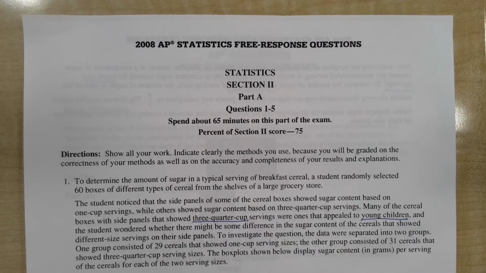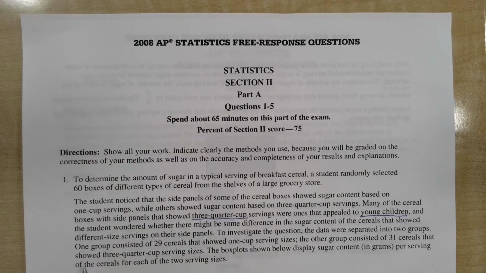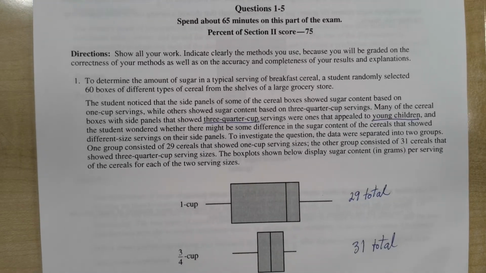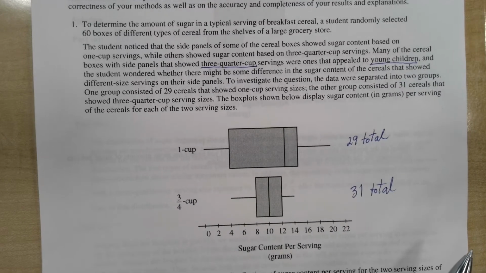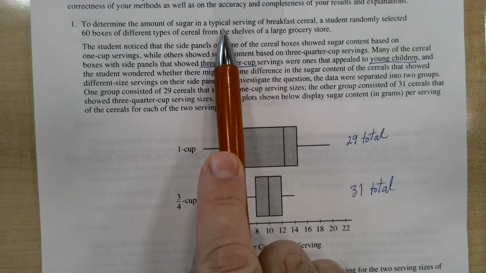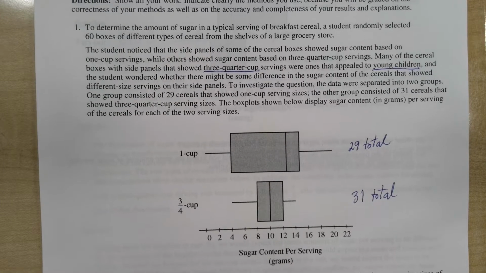Hello, I'm here to talk today through the AP Statistics problem from the 2008 exam, question number 1. This question goes through the idea of breakfast cereals and the amount of sugar that is in breakfast cereals.